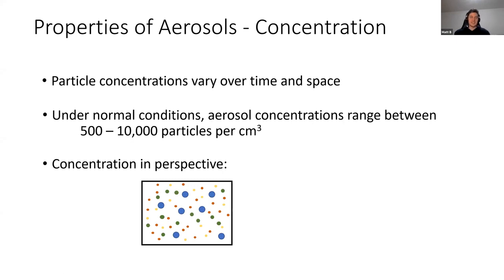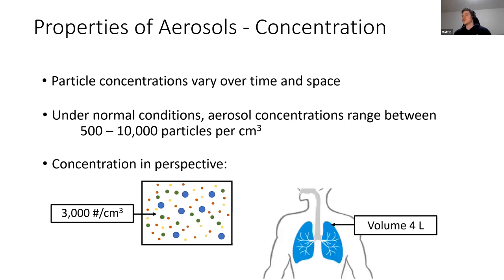So just to put it really into perspective, imagine you have a box that's 1 cubic centimeter in volume, and inside this box you have 3,000 particles. And this is not by any means polluted, so this could be considered a background concentration of particles.